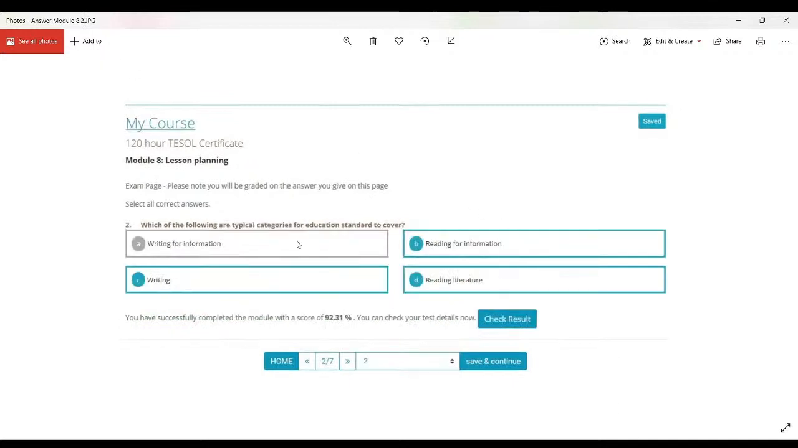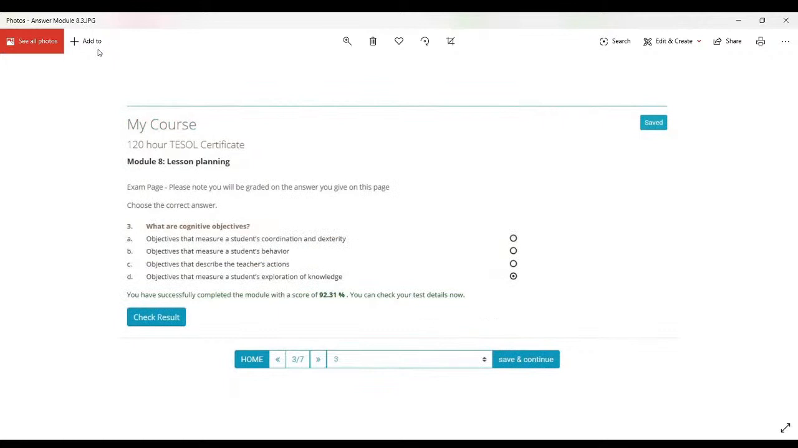Right, question number 2. Which of the following are typical categories for education standard to cover? Alright, there are 3 answers here. Reading for information, C, writing, and letter D, reading literature. Okay, save and continue. Number 3, what are cognitive objectives? Okay, letter D. Objectives that measure a student's exploration of knowledge. That's the correct answer. Save and continue.